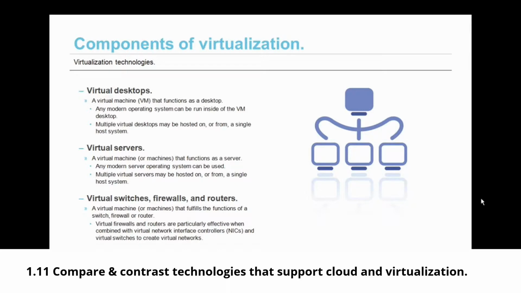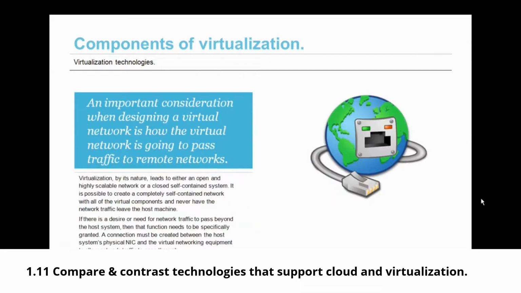Guess what? There are then virtual switches, firewalls, and routers. These are virtual machines that fulfill the functions of the switch, firewall, and router. Virtual firewalls and routers are particularly effective when they are combined with virtual network interface controllers, or virtual NICs, and virtual switches to create virtual networks. Speaking of virtual networks, an important consideration when designing a virtual network is how that virtual network is going to pass traffic to remote networks, or networks outside of the host system.